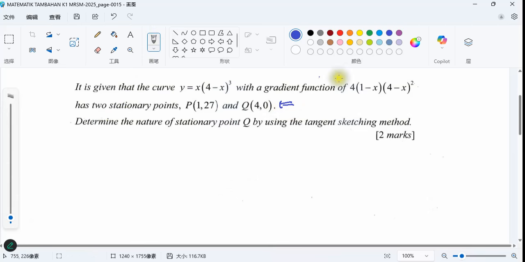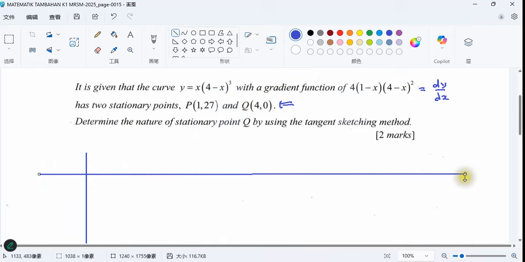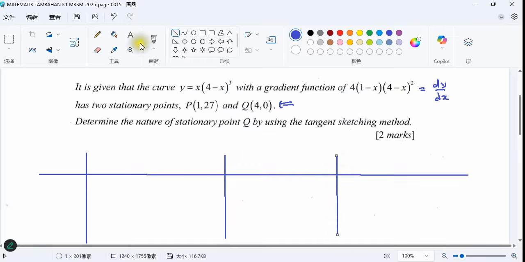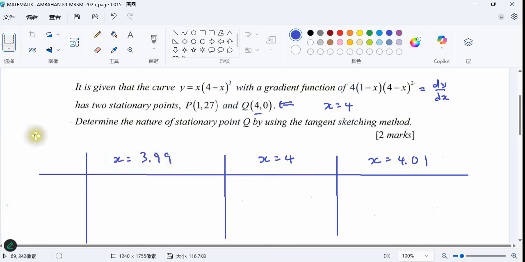So this gradient function is actually dy/dx. What we need to do is build a table, and this table has three parts. So this one is x equal to 4, then right after 4 is 4.01, and before it will be 3.99.